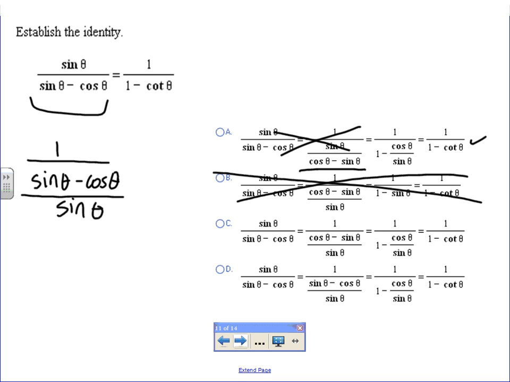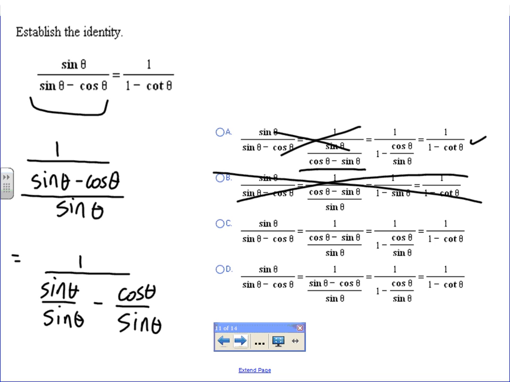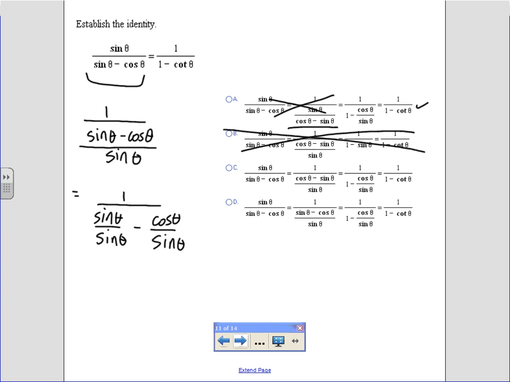Now, choices C and D have the same thing. Let's use that splitting strategy. So this would be 1 over, and now I'm going to split this so that they both have that common denominator, but then we'll split the numerators up. That gives me sine theta over sine theta minus cosine theta over sine theta. Notice it's real similar to the last problem that we just did. And so that's just going to give me 1. So I have 1 over 1 minus cosine theta over sine theta.